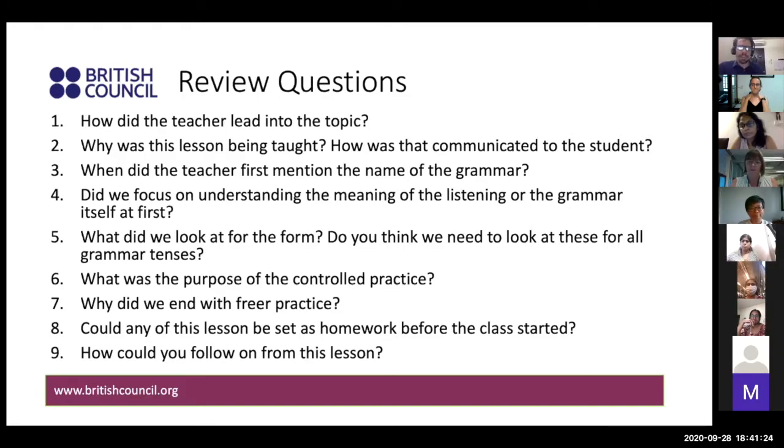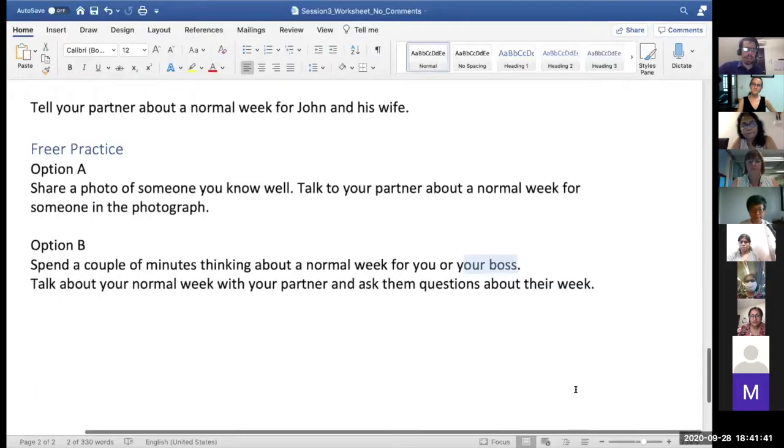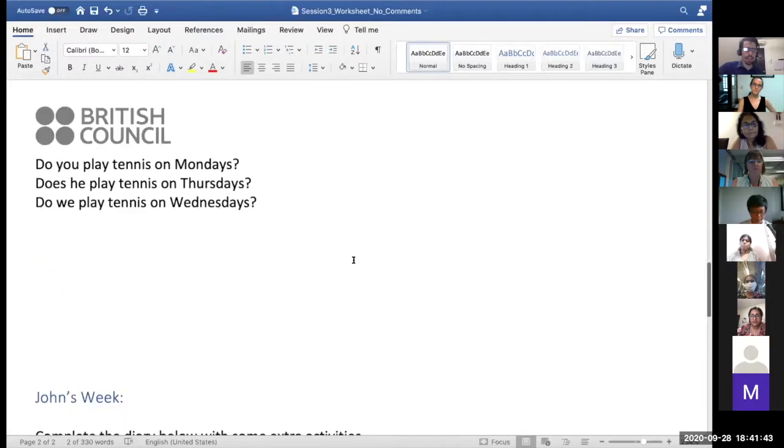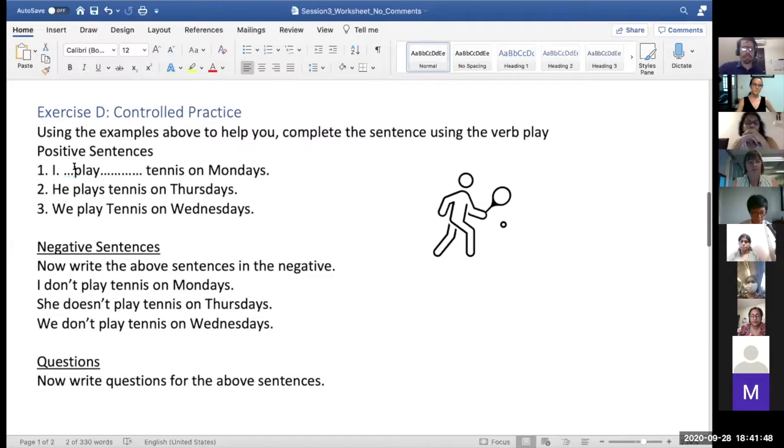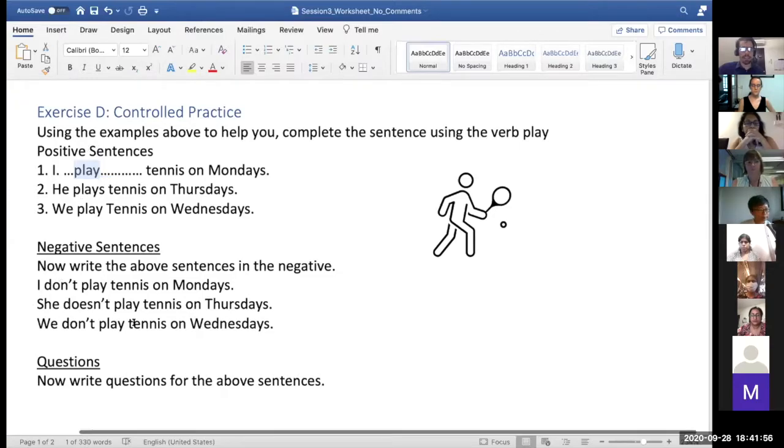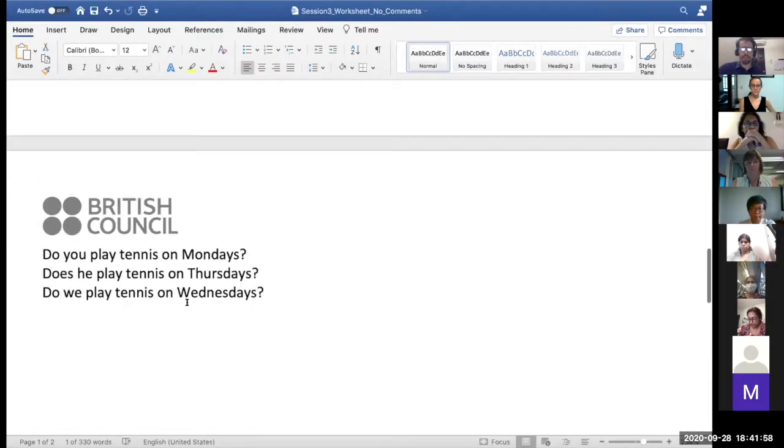Okay, for the controlled practice for number 6, what was the purpose of the controlled practice? Could you remind us what the controlled practice was again? Oh, yes, fair enough. Let me just share the screen with you very quickly. Okay, so for the controlled practice, this is where Diane was completing the sentences. And then we looked at the positive sentences, the negative sentences, and then the questions as well.